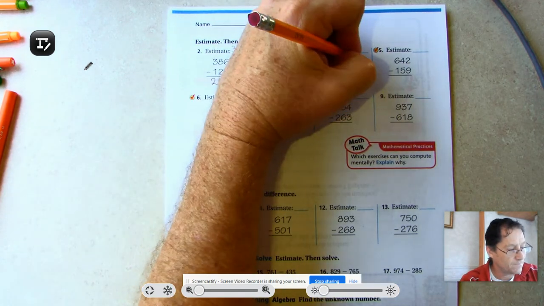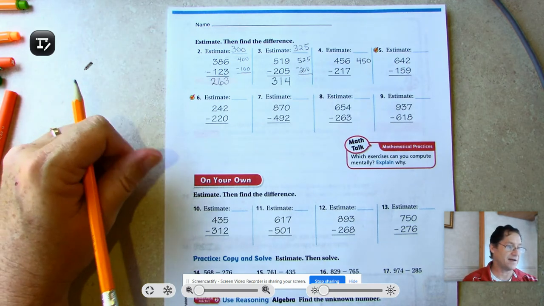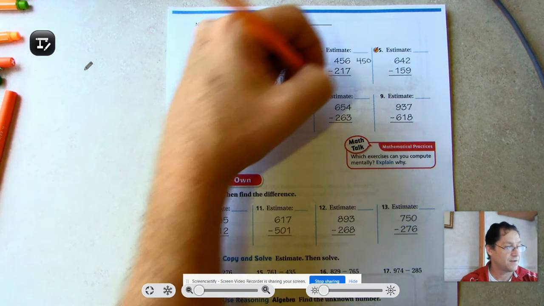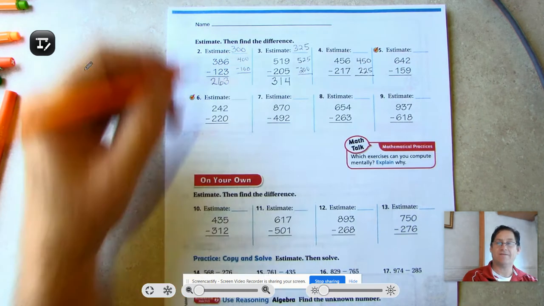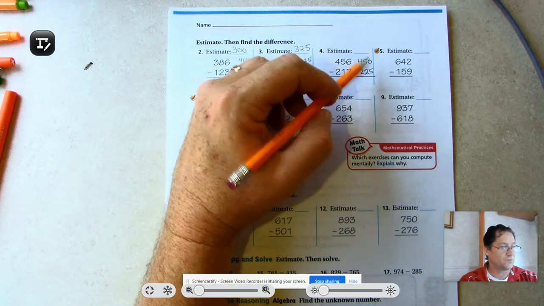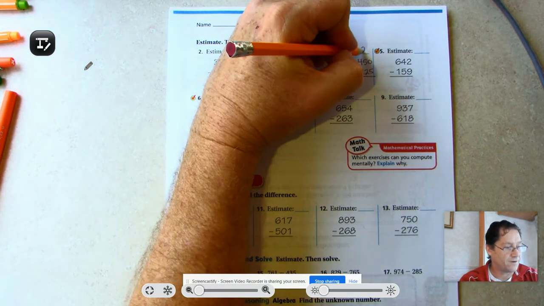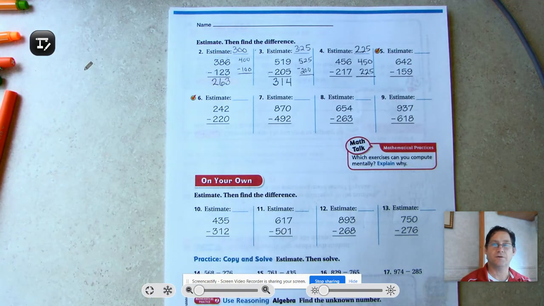In number 4, 456 is close to the compatible number 450. So 217, we can make 225. And 25 to 50 would be 25. And 400 take away 200 is 200. So I would be expecting an answer close to 225.